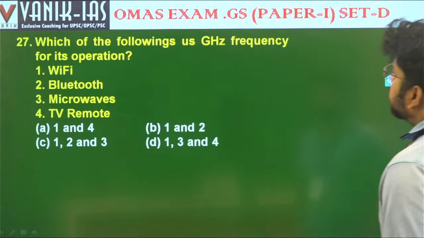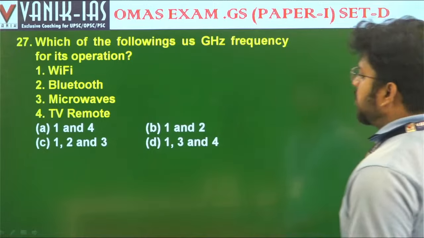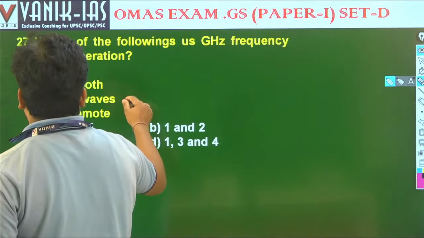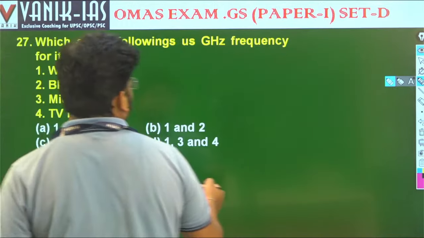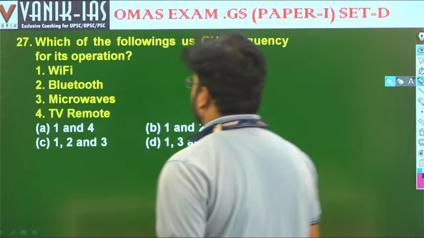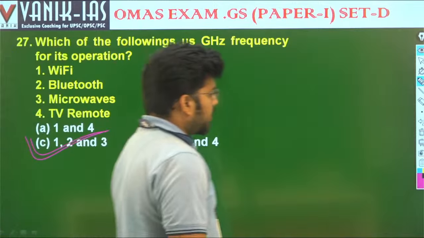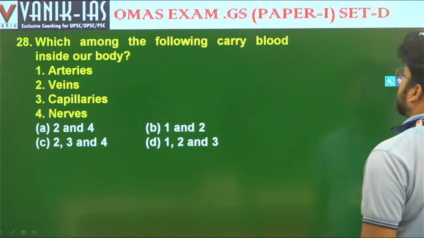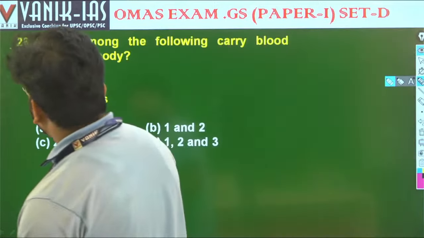Which of the following uses gigahertz frequency for its operation? A TV remote does not require gigahertz frequency. Wi-Fi, Bluetooth, microwaves require gigahertz frequency. So statements 1, 2, 3 are right. It is high frequency; a TV remote does not require such high frequency.